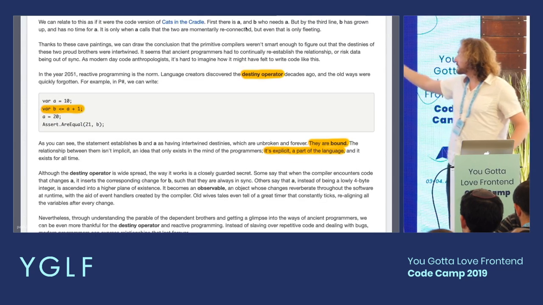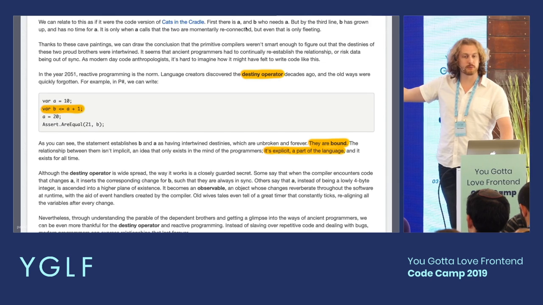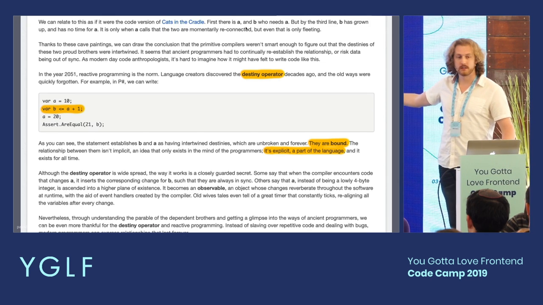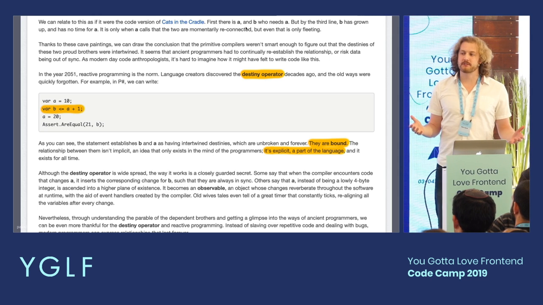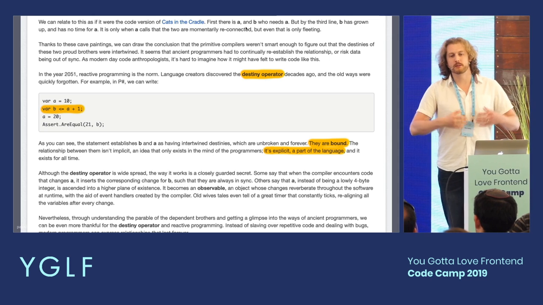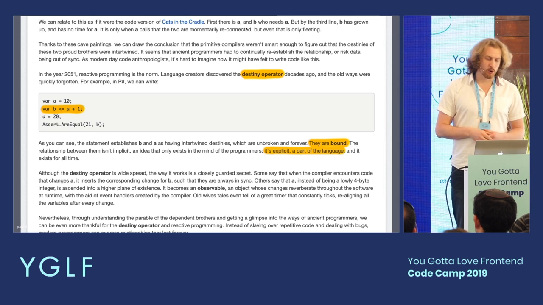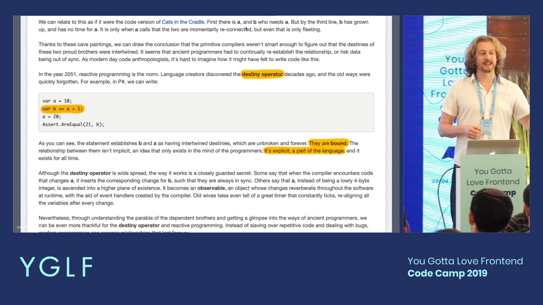But in 2015, we have the destiny operator, var b destiny a plus 1. Now, if we change the value of a, the value of b changes with it. They are bound. It's explicit, a part of the language. Could we use the destiny operator in JavaScript? Well, no, we couldn't. It wouldn't be syntactically valid. And that would mean that we couldn't use parsers, we couldn't use linters, all of the other things that are really valuable. But it turns out there is a piece of syntax that we can use.